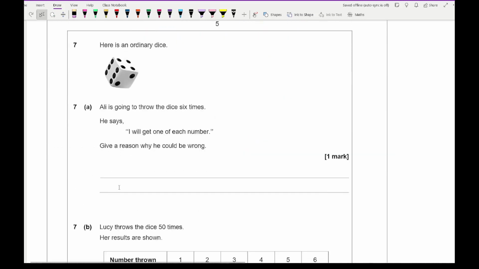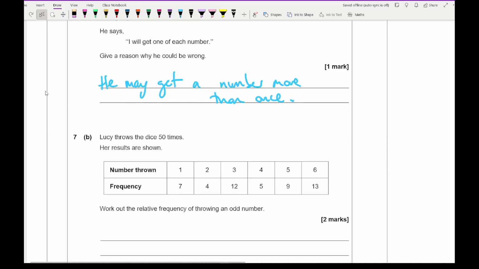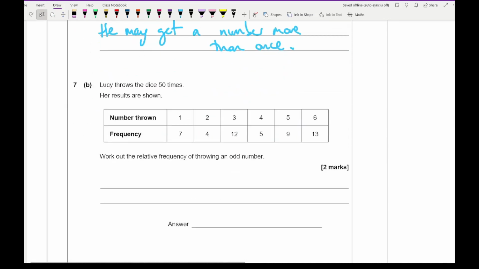Then moving on to question 7, it says here is an ordinary dice, and Ali is going to throw the dice 6 times. He says that he will get one of each number. Give a reason why he could be wrong. There are several reasons you could give, but I would say he may get a number more than once. It's a difficult question to know the exact answer for, but something along those lines would be absolutely fine.